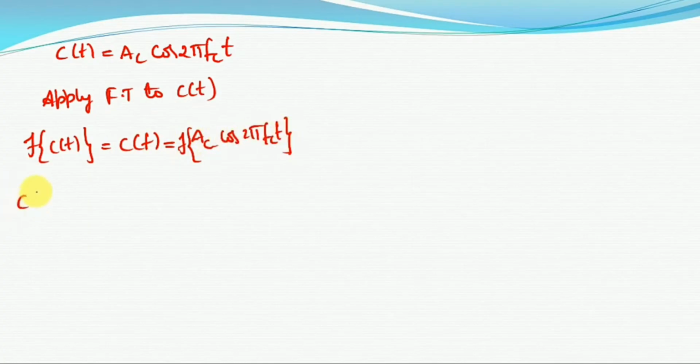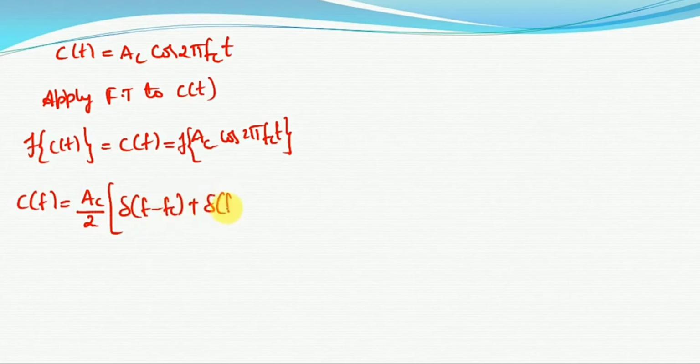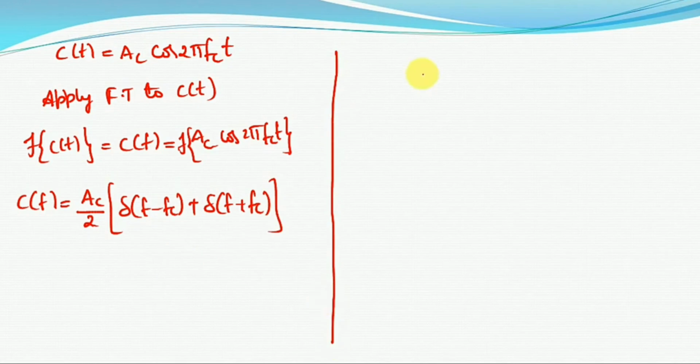We know the Fourier transform of Ac cos 2 pi Fc t. It is Ac by 2 into delta of f minus Fc plus delta of f plus Fc. So this is the Fourier transform expression. The frequency spectrum of the carrier signal will consist of only impulse signals. Why? Because the equation has impulse signals.